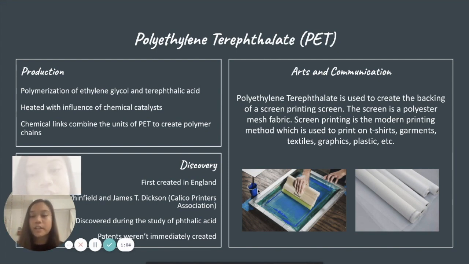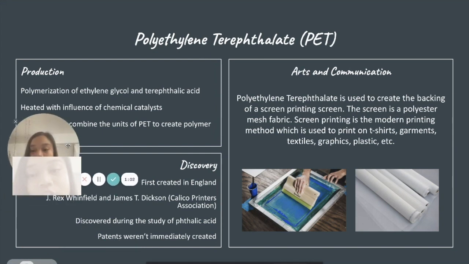It was discovered in England by J. Rex Winfield and James T. Dixon, of the Calico Printers Association. It was discovered during the study of phthalic acid, and patents for this substance were immediately created.